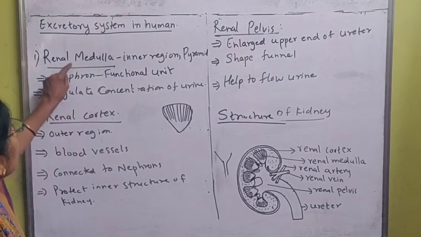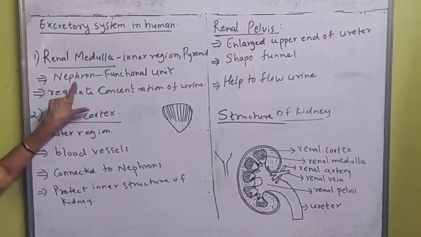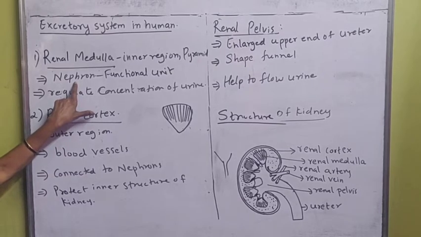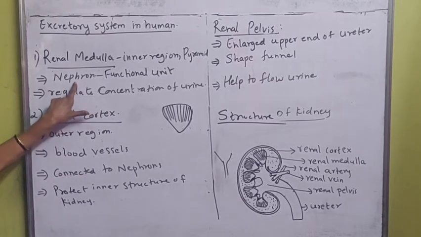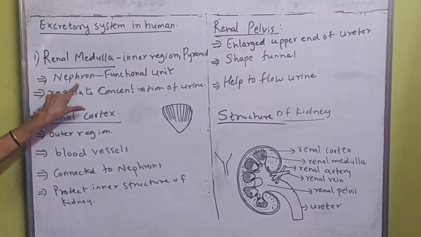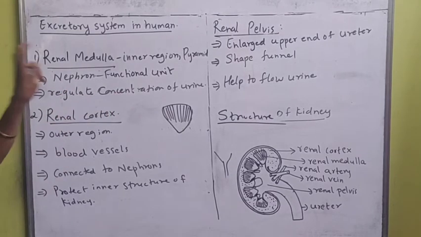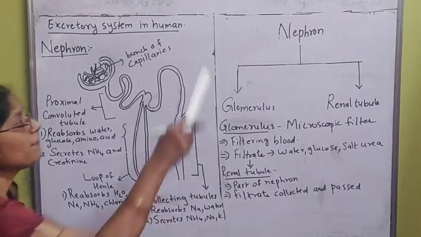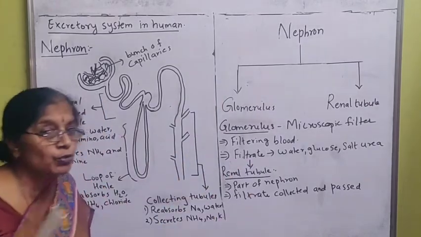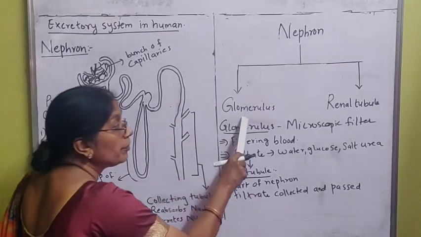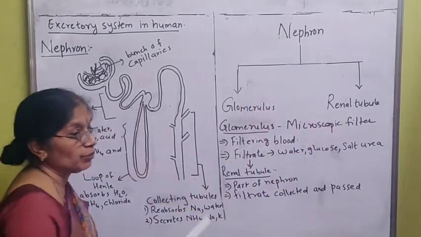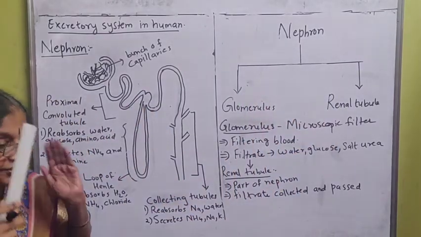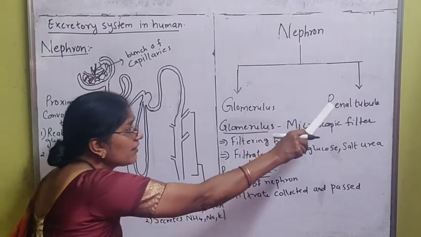But in the renal medulla, I told you about the nephron. So I will explain what is meant by nephron and what the different parts in a nephron are. These are the three important parts, and I have told you the function of each part. But now we are going to study the nephron in detail. Okay. The nephron is divided into two major regions: glomerulus and renal tubule.